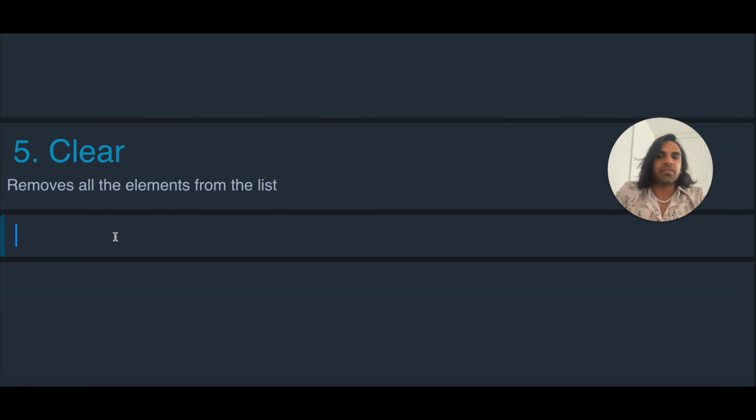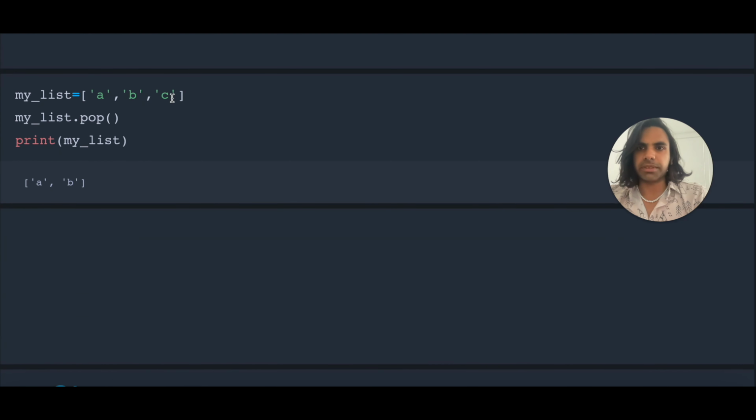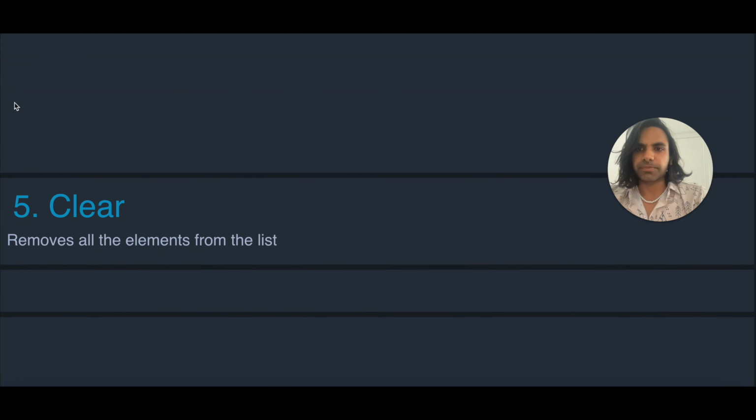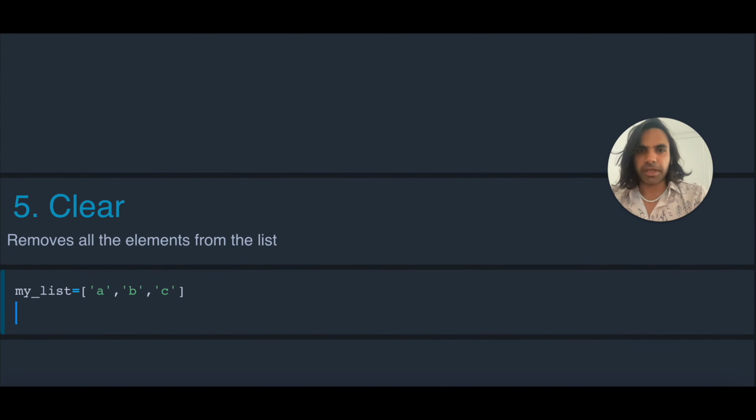Clear. Now if I have a list and I want to remove all the elements of the list, how can we do that? Really simple. We are just going to use the method clear for that. Now let's take the list. I'm just going to copy the list over here. This is my list. Now I want to remove all the elements, so I'm just going to say my list dot clear.